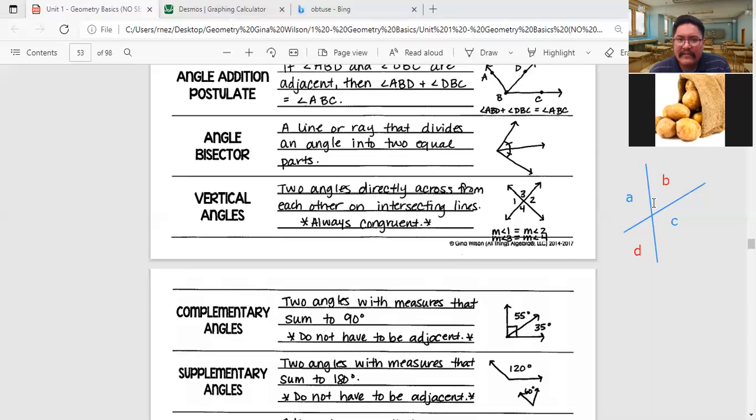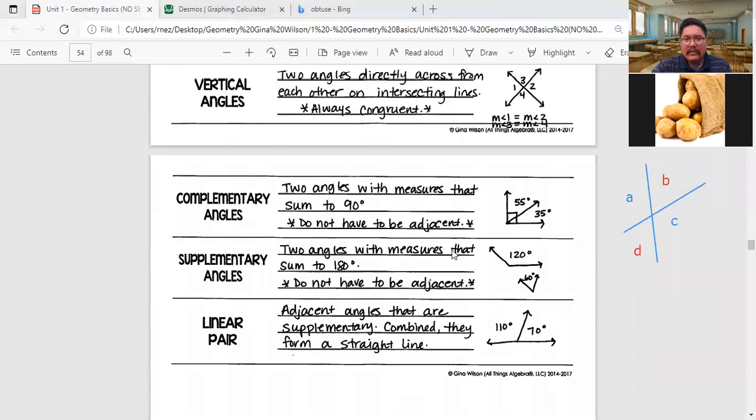And speaking of that, one of these other ones comes up too. Complementary angles are angles that have a sum of degrees that measures 90 degrees. Now, in this case here, it points out that they don't have to be adjacent. In this case, they are adjacent. They are right next to each other.